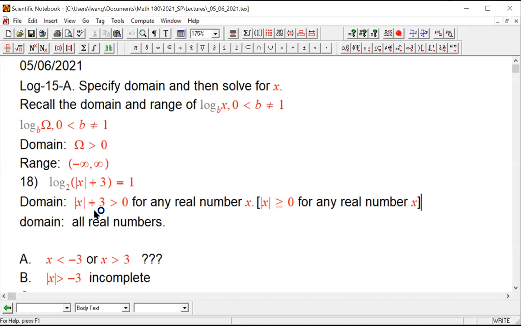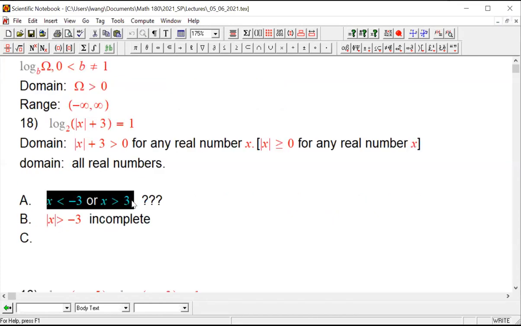Because this quantity tells you that you're not going to get anything less than 0 here. You always get a positive or 0. A positive or 0 number plus 3, that's always a positive. It's always greater than 0. So this is true for any real number. Therefore, the domain is all real numbers.